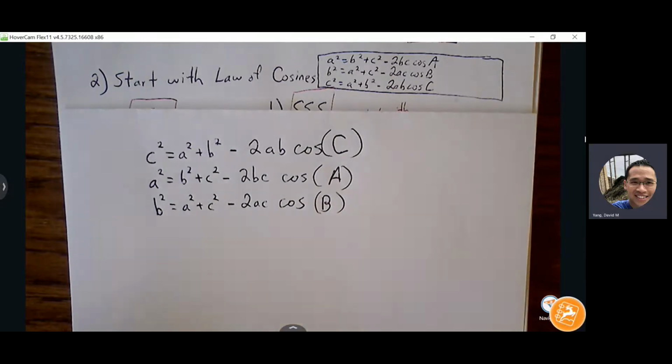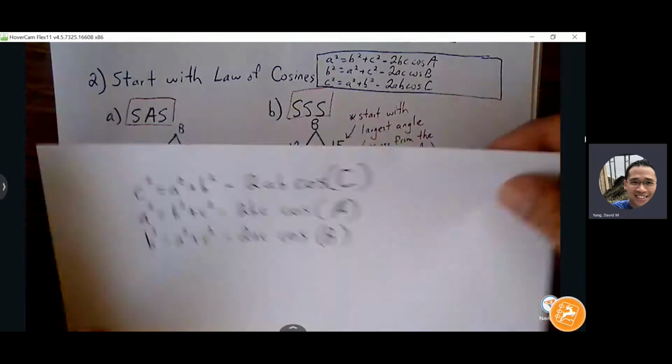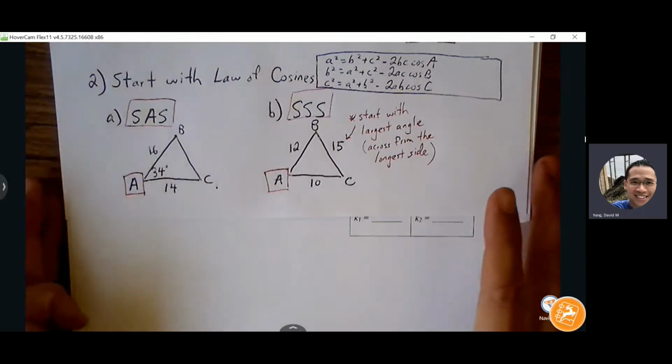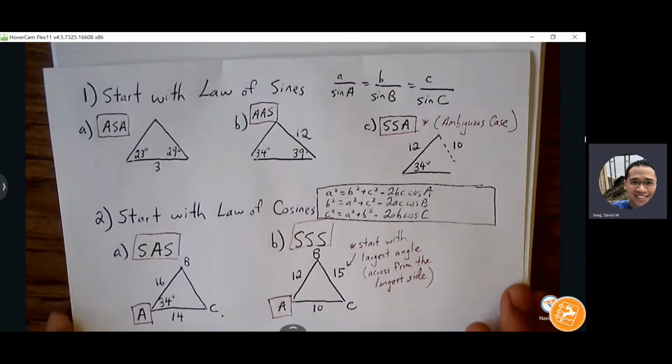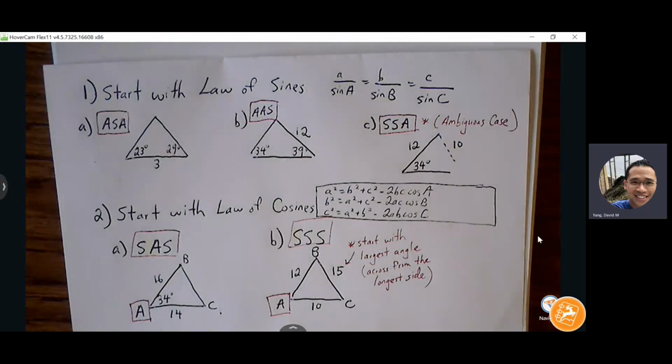Okay, so the next thing I want to do is I want to make sure that by looking at a problem, can we recognize whether to use law of sines or law of cosines? Okay, so let me review again.